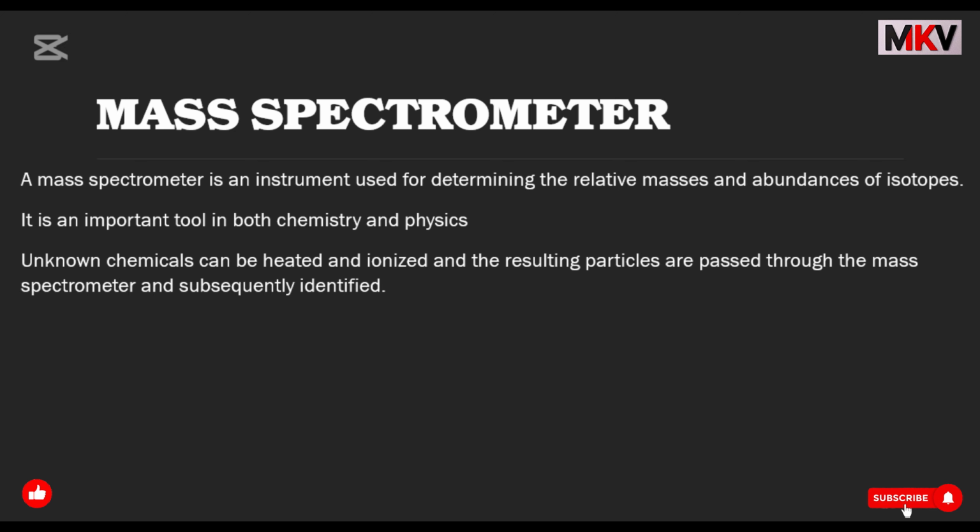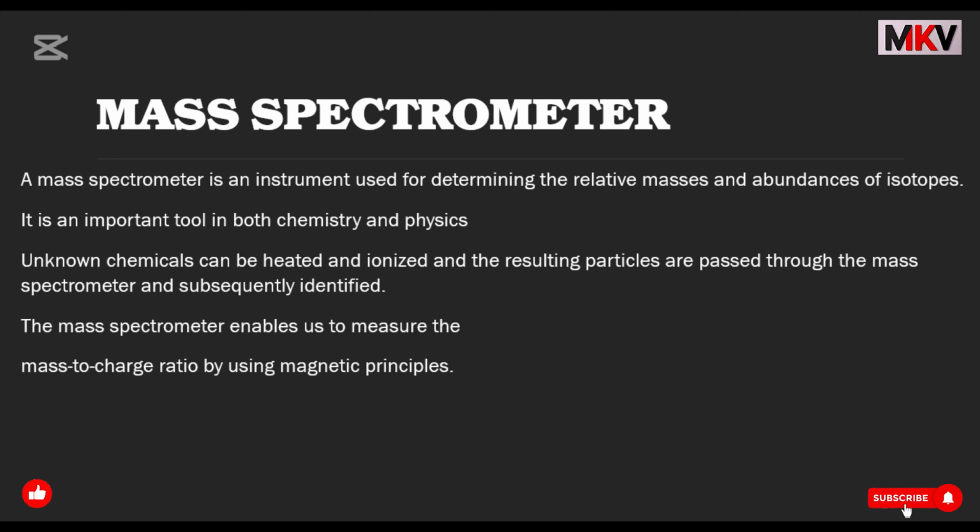Now, unknown chemicals can be heated and ionized, and the resulting particles are passed through the mass spectrometer and subsequently identified. So we can heat our chemicals, ionize them, and pass the particles through a mass spectrometer to find out the specific chemical which was heated and ionized. The mass spectrometer enables us to measure the mass to charge ratio of a particle by the magnetic principle.